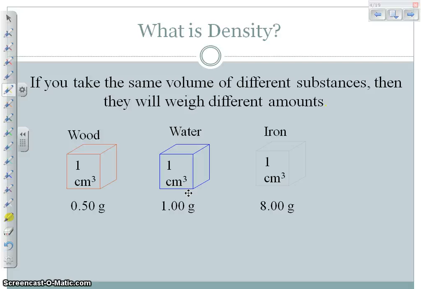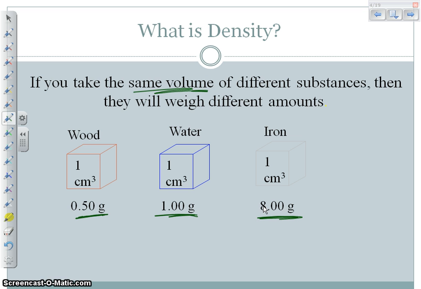So knowing that density is the mass per unit of volume, if we were to take different objects that happen to have the same volume and yet have different weights or different masses, we could figure out the density of those objects. So if we took a 1 centimeter cubed block of wood that happens to have a mass of 0.5 grams, a 1 centimeter cubed block of water that would have a mass of 1 gram, or a 1 centimeter cubed block of iron that would have a mass of 8 grams, which of those would likely have the greatest density?